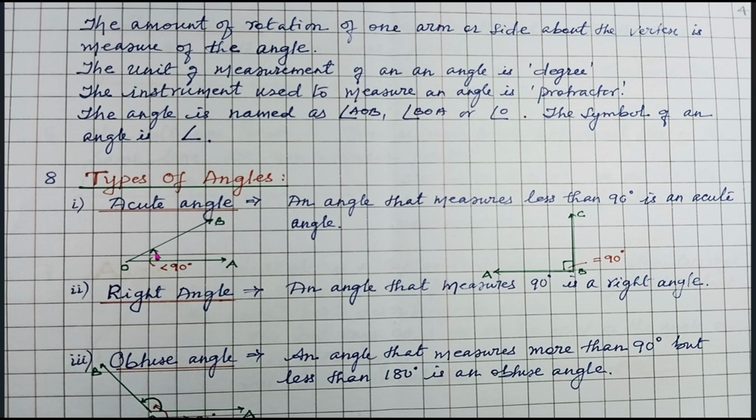An angle, the measure of which is less than 90 degrees, is called an acute angle. Here the angle AOB is less than 90 and therefore it is an acute angle. Right angle. An angle that measures 90 degrees is a right angle. See, this angle ABC is 90, therefore it is a right angle. Obtuse angle. An angle which measures more than 90 but less than 180 is known as an obtuse angle.